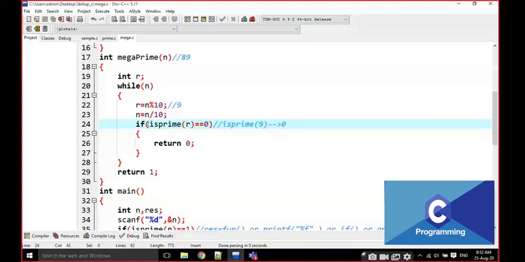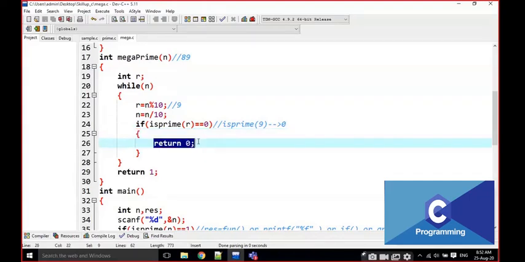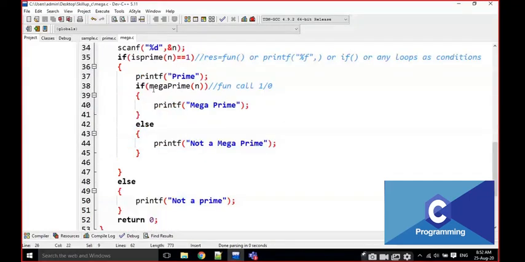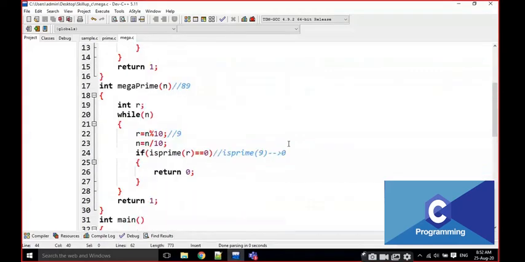Here I am going to check 0 is equal to 0. True, right? That means 9 is not a prime, that's why it is returning 0. 0 is equal to 0, yes, it is true. Then return 0 here. Return 0 means it is going to be replaced with 0. If of 0, it is going to print not a mega prime. That's it. In this way, we have to check manually.